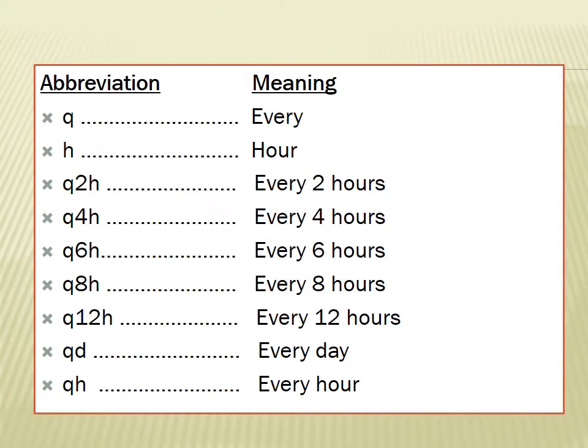Q means every, H means hour. So if something were ordered to be given Q2H, it would mean every 2 hours. Q4H, every 4 hours. Q6H, every 6 hours. Q8H, every 8 hours. Q12H, every 12 hours. QD would mean every day, meaning once a day, every day. And QH means every hour, which would mean 24 times a day if something were ordered to be given every hour.